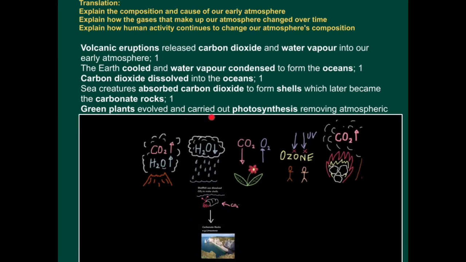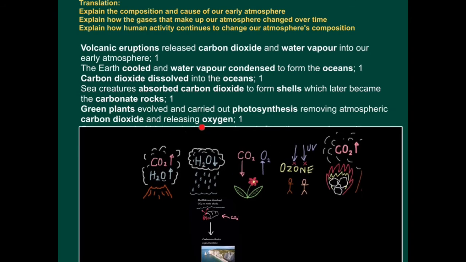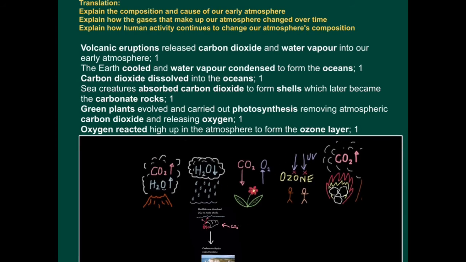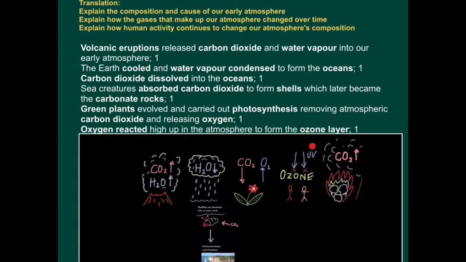Next, green plants evolved and carried out photosynthesis, removing atmospheric carbon dioxide and releasing oxygen for the first time. Definitely do not leave out this step, it's critical. Oxygen reacted high up in the atmosphere to form ozone, or the ozone layer. And you could say this allowed complex life to evolve, because the ozone layer blocks UV, which would basically kill us if it was allowed to hit us full force without interruption from the ozone layer.